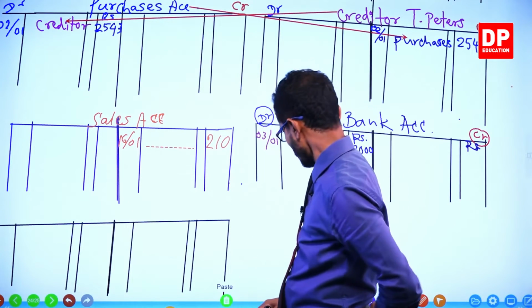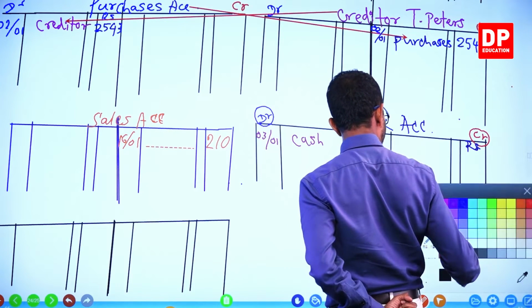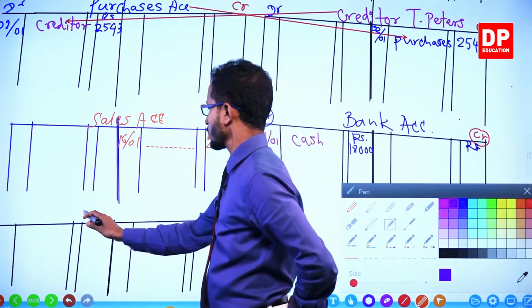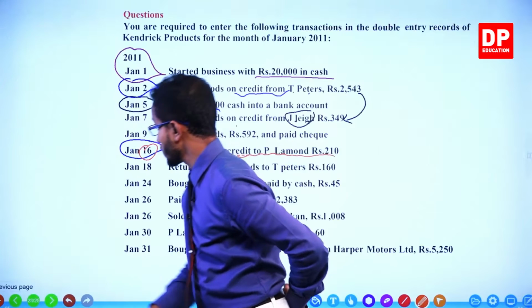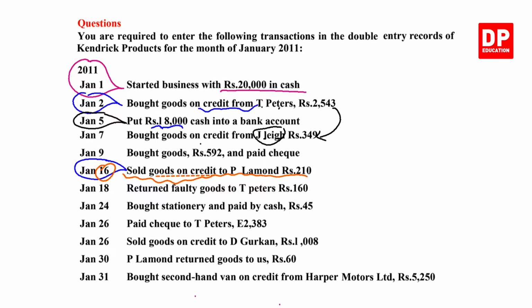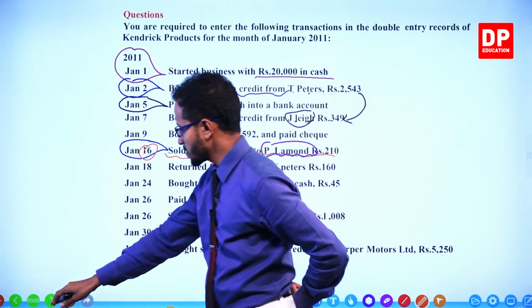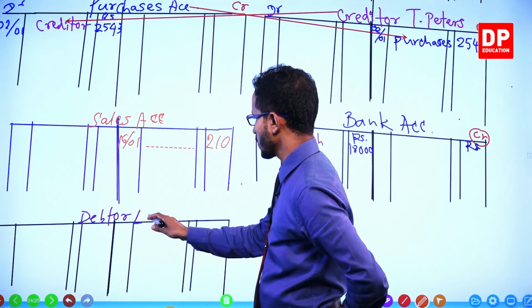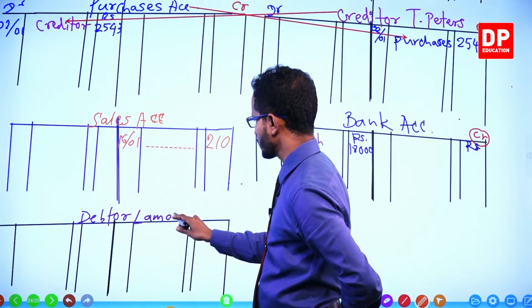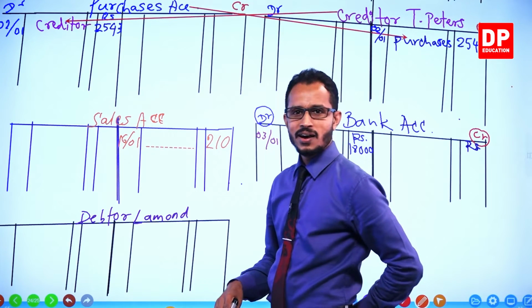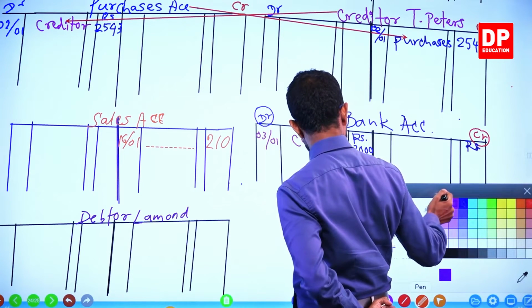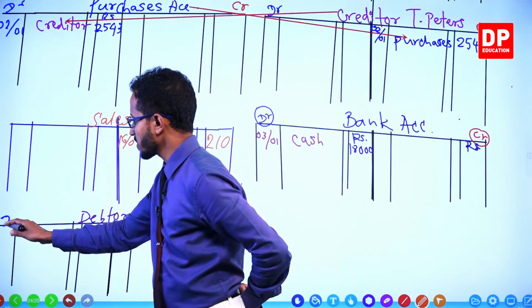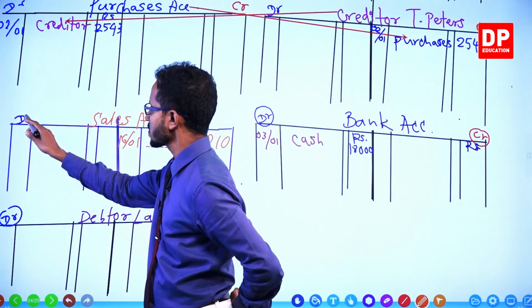Okay. What is the name of this account? Debtor. And what is the name of this guy? The debtor. So sold goods on credit to P. Layman. Debtor's name is Layman, so we'll name this account Layman. Alright, debtor Layman account. Don't forget the debits and credits.